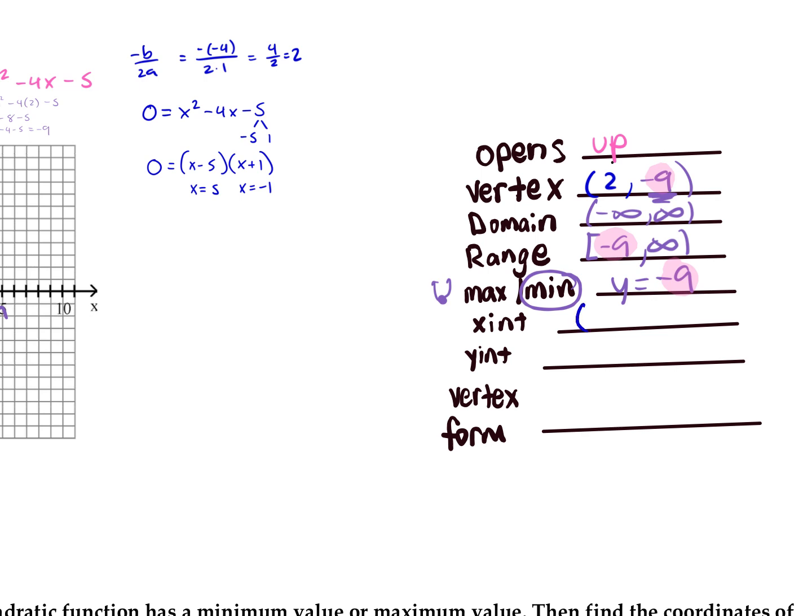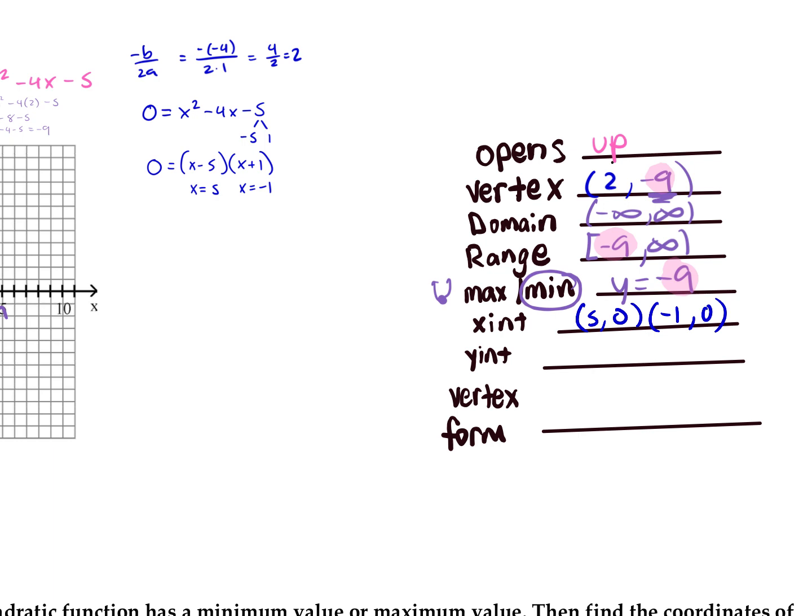So our x-intercept has to be a coordinate point. So I put it in parentheses, I'll have 5, 0, because I plugged 0 in for y. So 0 goes in the y spot. My second point will be negative 1, 0, and 0 goes in the y spot there.